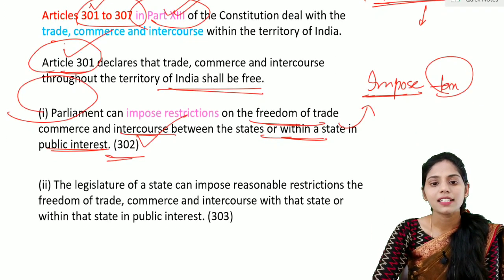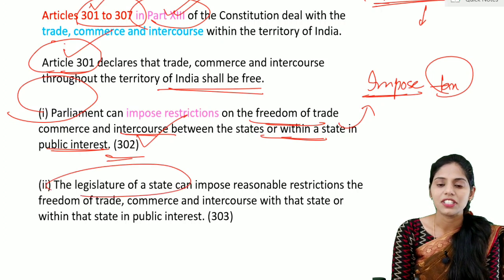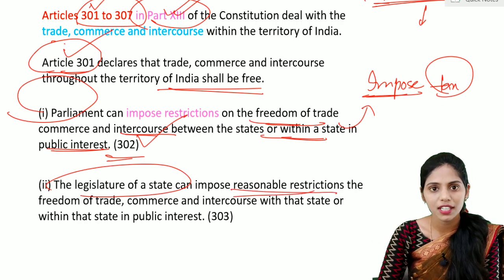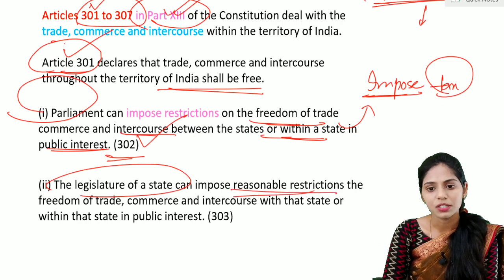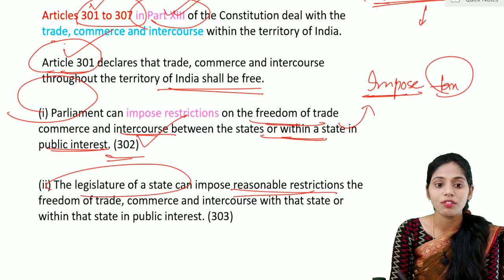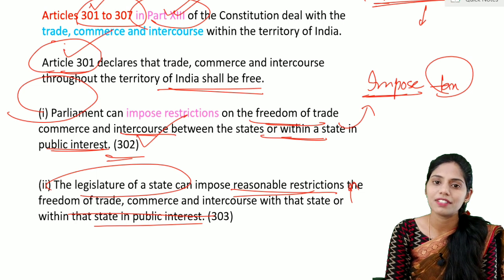And let us see the next article, Article 303. It says that the state legislature can impose reasonable restrictions regarding the freedom of trade, commerce and intercourse within that state in the public interest. That means within that state, the state legislature has the power to impose the tax.